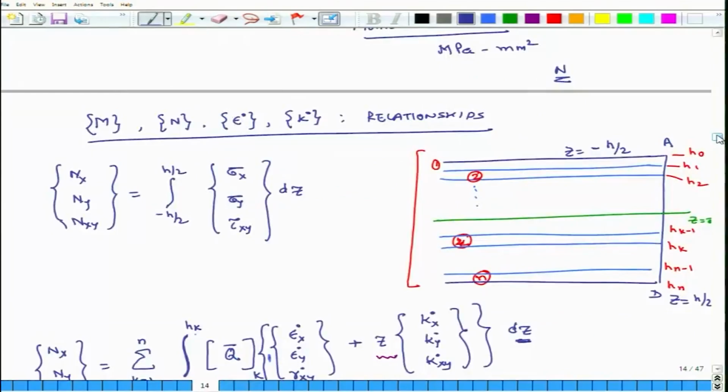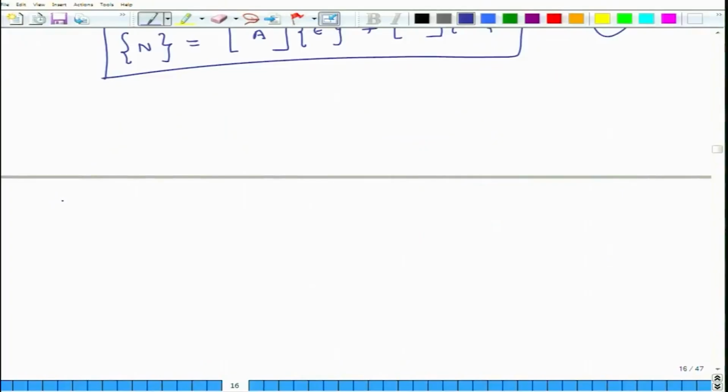Similarly, these are the relations for n's, right? Similarly, let us see what we can do with the relations for m's. So, these are the relations for force resultants. So, now we do it for moment resultants.